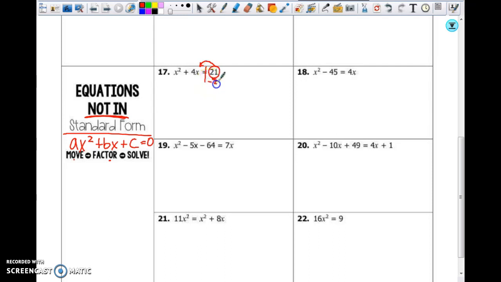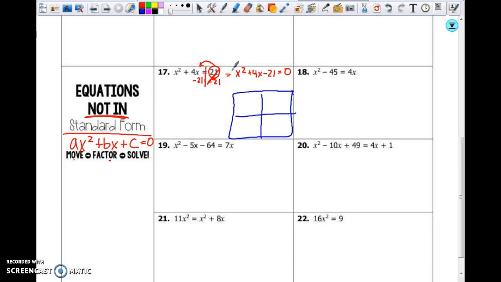We subtract 21. So if I rewrite it on this side, I have an x squared, then I have a plus 4x, and then we took away 21, and 21 minus 21 on this side is 0. Look at that. It's finally equal to 0. I got my a, my b, and my c. Well, now I can go on ahead and factor this. It's ready.